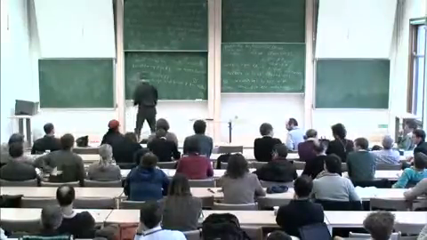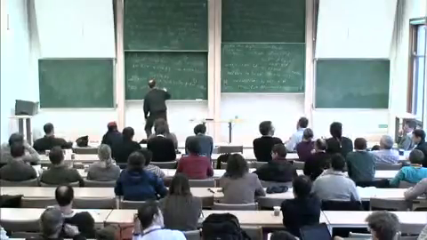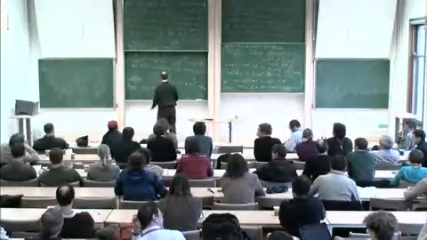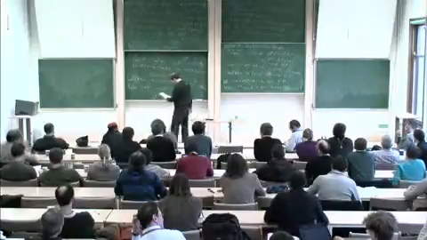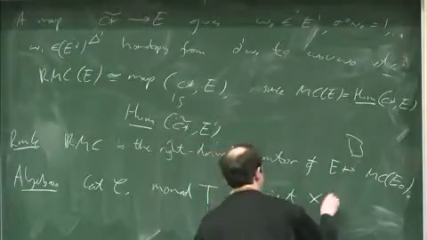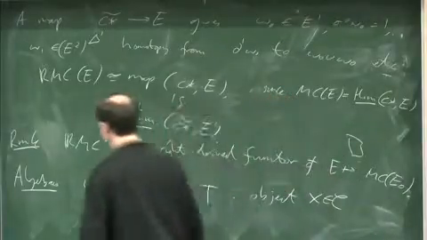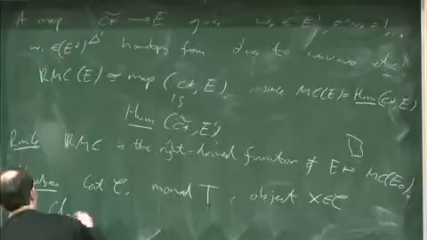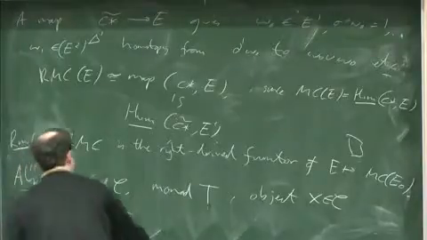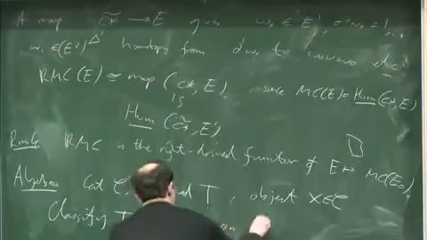Right. Take a category C, a monad T on C, and an object X. And what we're going to try to do now is classify T algebra structures on X.